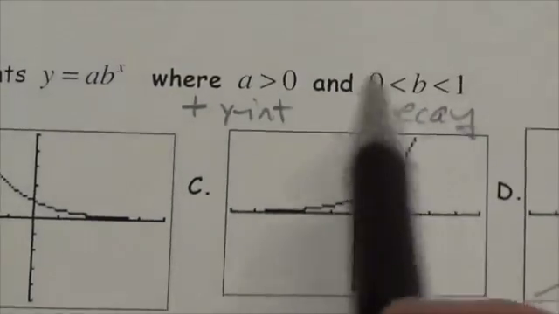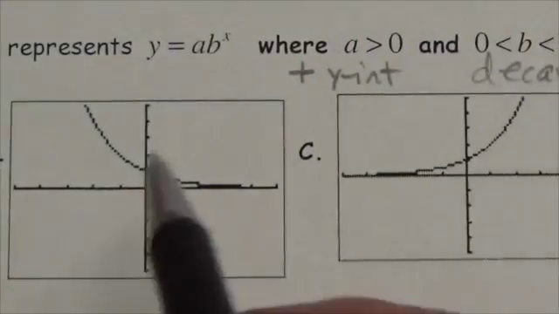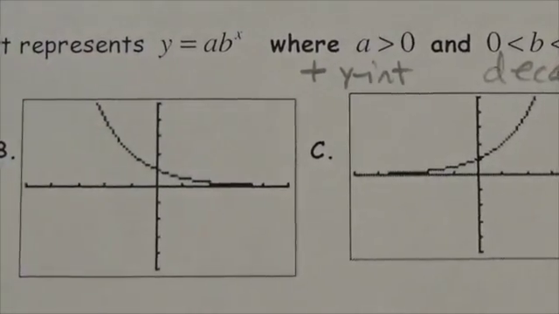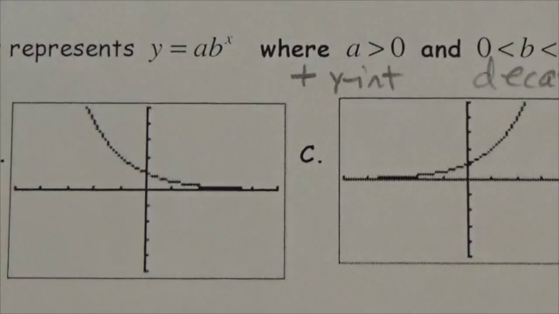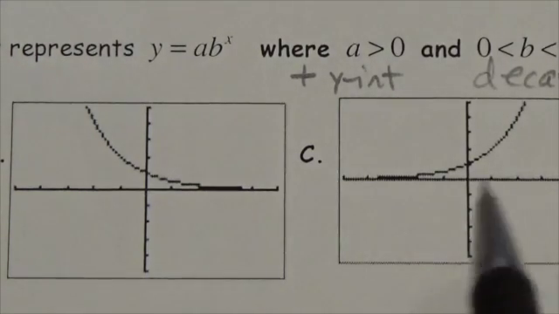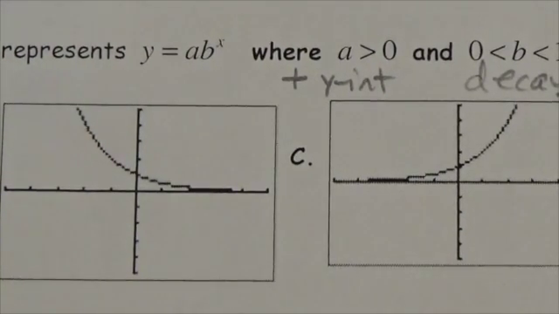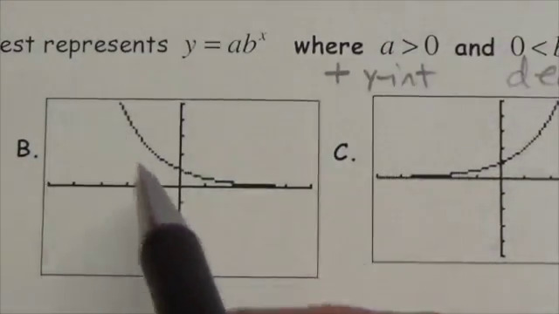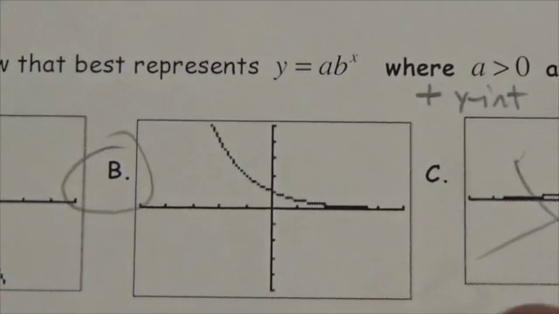Now, consider the fact that this has to be a decay function. So B and C were the only two that actually had positive y-intercepts here, so it's got to be one of these two. Which one of these things is decay? Well, it's this one. It's the one that decreases as you go to the right, so it can't be this one. Answer's got to be B.